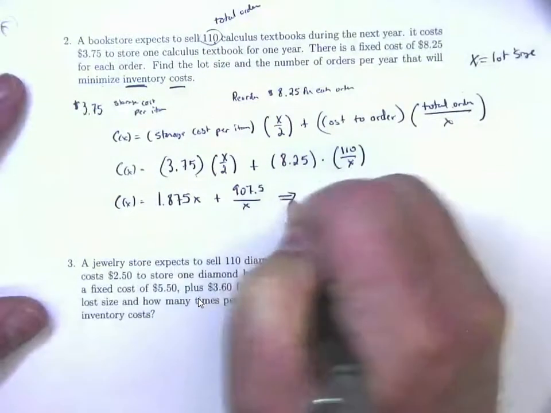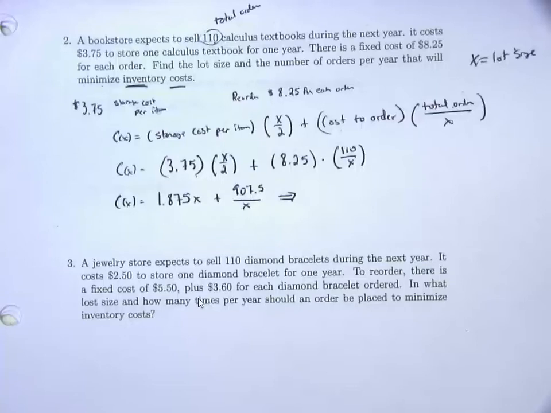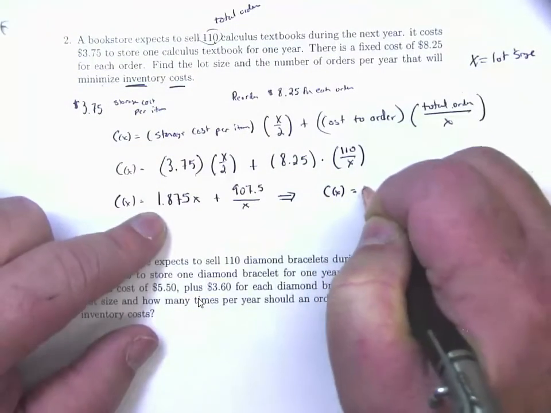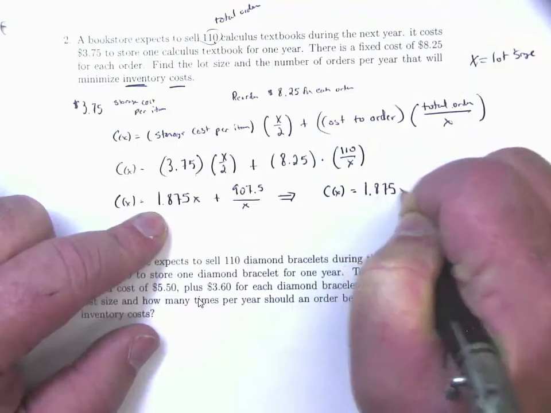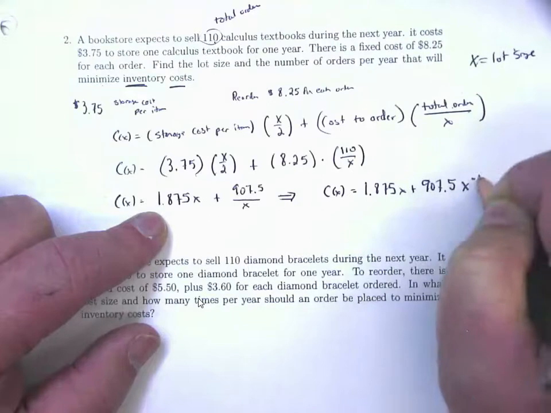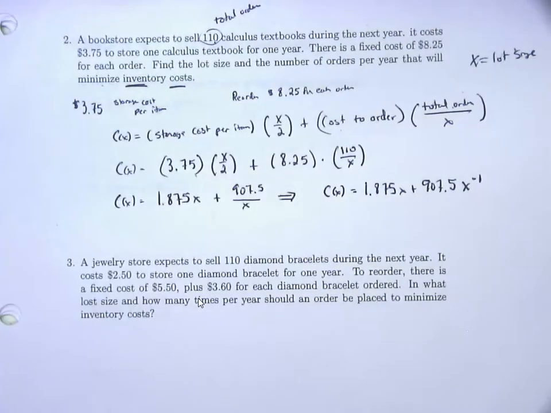One more thing. Clean it up. Again, what's my ultimate goal? You're a calculus student. What are you going to do? Take the derivative, set it equal to 0, and solve. You've been programmed. If you take the derivative, I don't like stuff on the bottom. Anytime I have variables or even functions on the bottom, I like to move those to the top and make the exponent negative. So the cost, this is your inventory cost, equals 1.875x plus 907.5x to the what? Negative 1. Now, take the derivative, set it equal to 0, and solve.